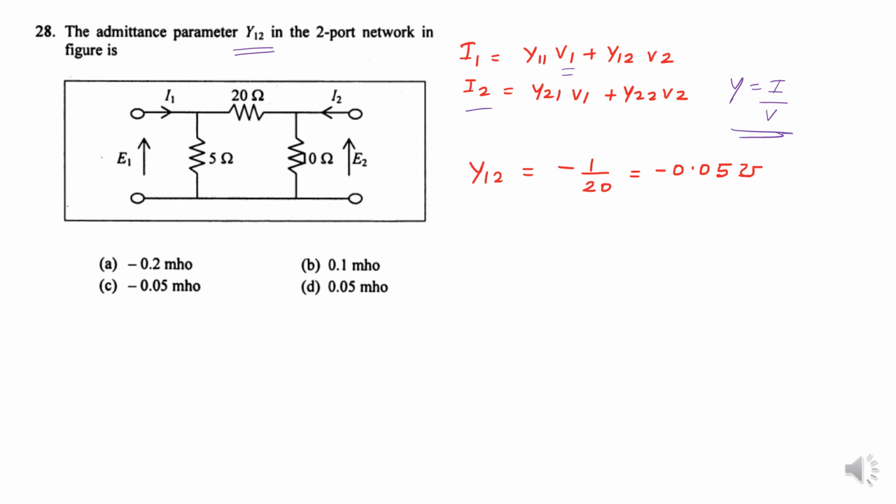This is a very simple method to find y12: which element is common between points 1 and 2? Between this and this, for example 1 and 2. What is the common value? That is y12. How to write this? y12 is minus 1 by 20. So what is minus 1 by 20? Minus 0.05 mho. That is the correct answer.